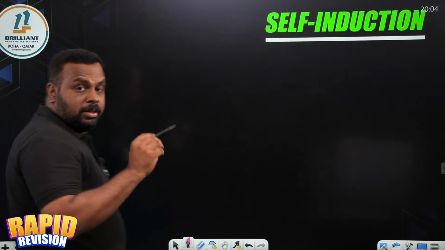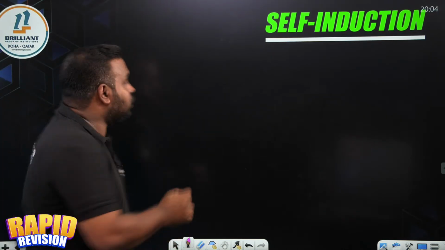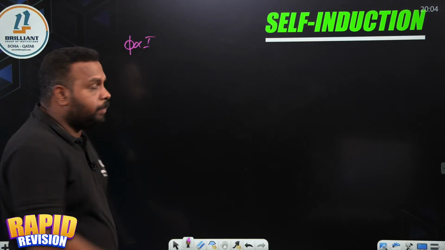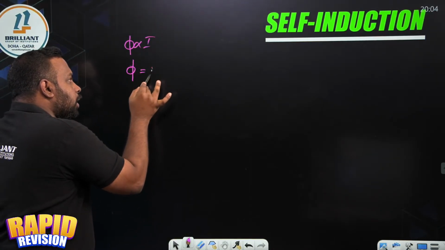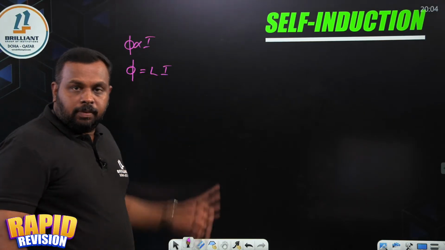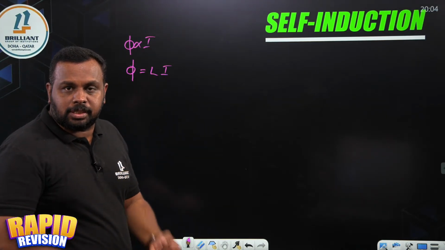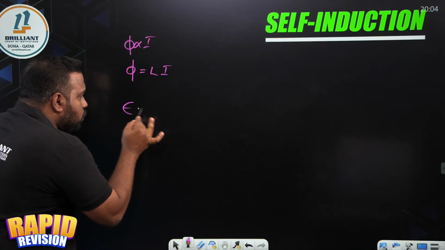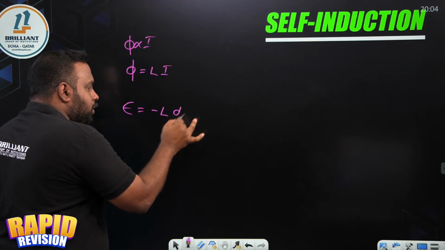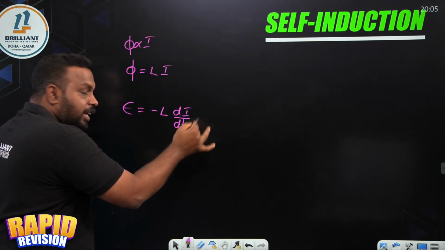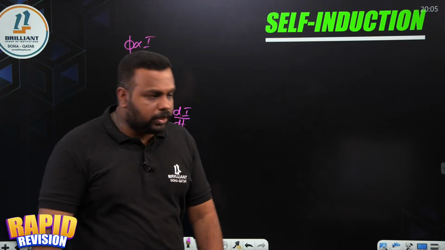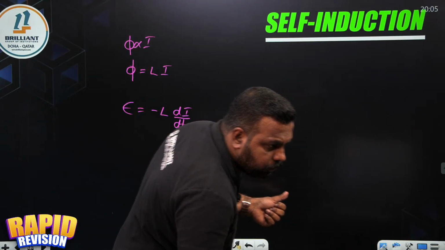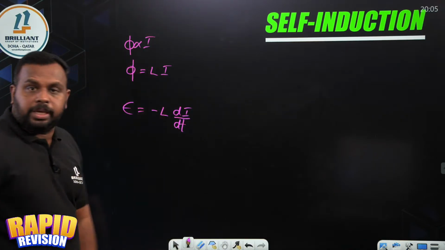There are some formulas which you have to study. First one is about self-inductance. The flux linked with a coil is directly proportional to the current. Phi is proportional to I, so phi is equal to L into I, where L is a constant called self-inductance. Then the EMF induced is minus L into di by dt, where di by dt is the rate of change of current.